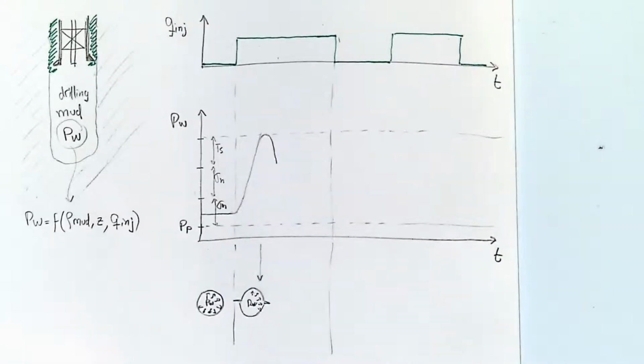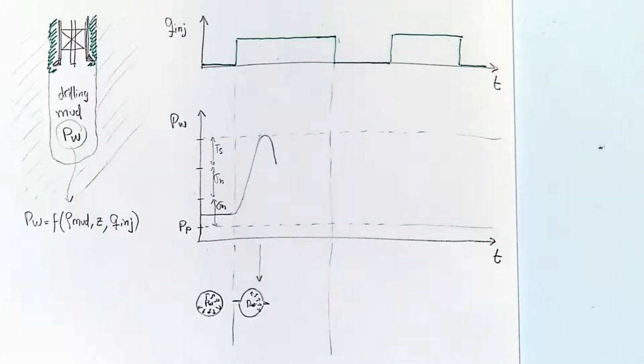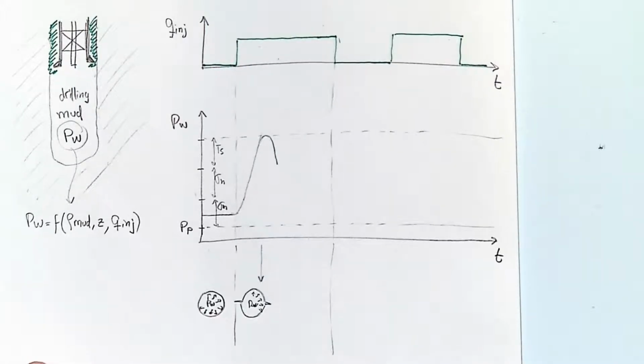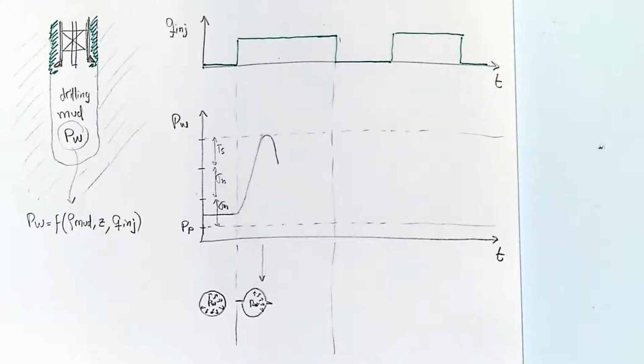And that's because, as I explained before, the fracture propagation velocity is so high that at the rate at which you are injecting drilling mud, you cannot keep up with that new fracture volume.